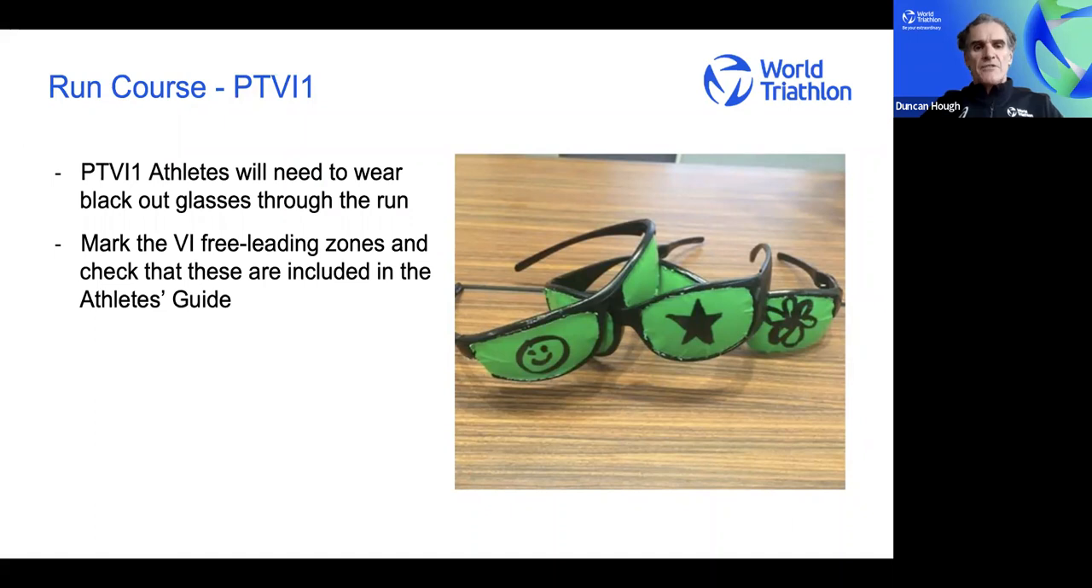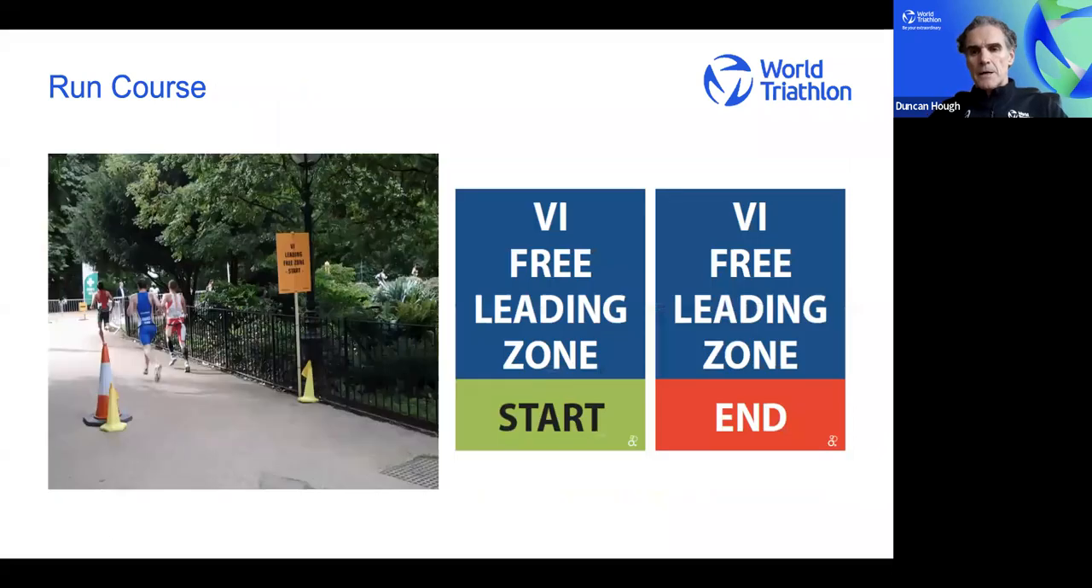Now, there will be a number of VI free leading zones, and these need to be included in the athlete's guide. This is where the guide can actually guide the athlete through and support. These are clearly marked. Here we see some signage, very much the same as we have with the aid stations, with the start of the VI free leading zone and the end of the VI free leading zone.